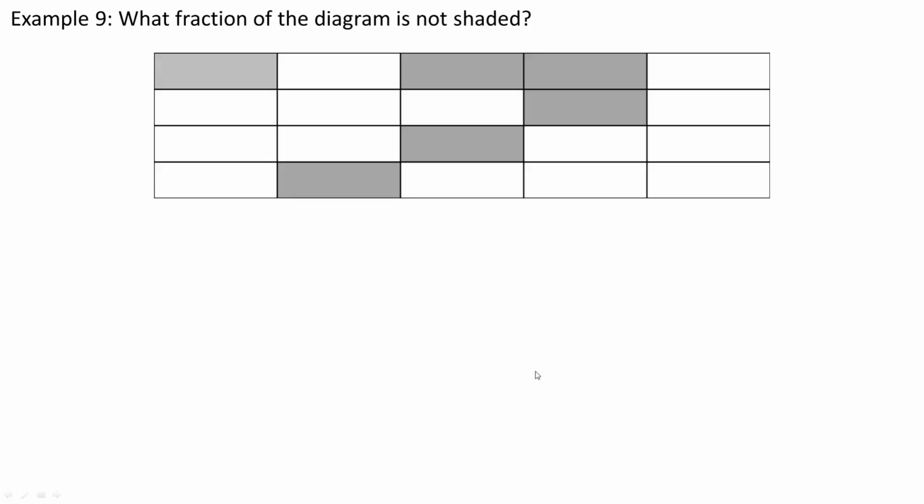Question number 9. So this is getting into a little bit of the data concepts. What fraction of the diagram, this is more about fractions, I suppose, than data, is not shaded? So not shaded, we want to count how many of the squares are not shaded. So I'm just going to count them here. That one's 5, 6, 7. This would be 8 here. 9, 10, 11, 12, 13, 14. So there's 14 not shaded.